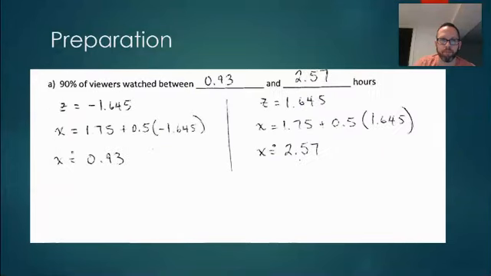So here we go. If you take that negative z-score and plug it in, you get about 0.93. And if you plug that positive z-score in, you get about 2.57. So we could say, hey, 90% of viewers were reasonably sure watched between 0.93 and 2.57 hours. So we've taken that exercise we did earlier and just transferred it to some real world results, getting the actual hours watched instead of just some vague z-score.